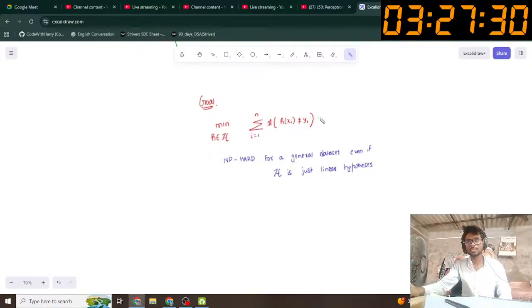So sir is telling that finding h which could minimize this 0 1 loss is an NP hard problem. Even if we have to just figure out a line, for a line also this problem is an NP hard problem. Now, what is an NP hard problem?